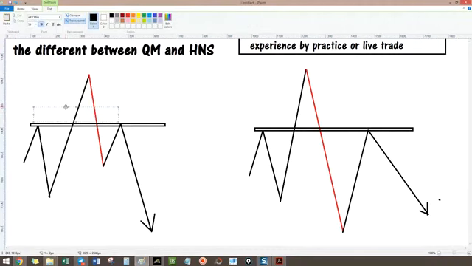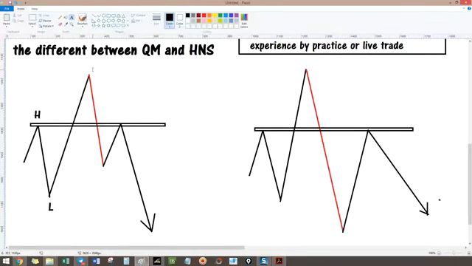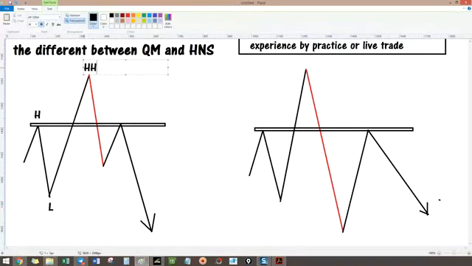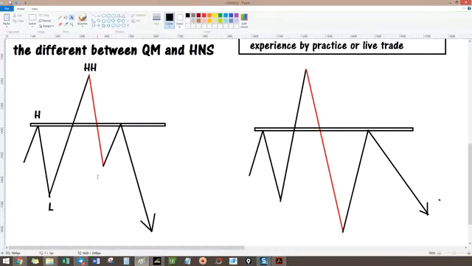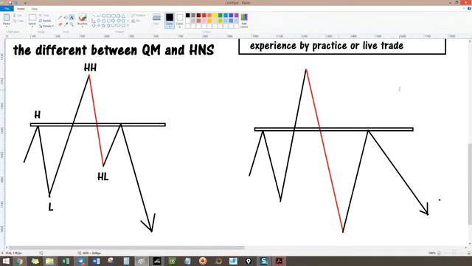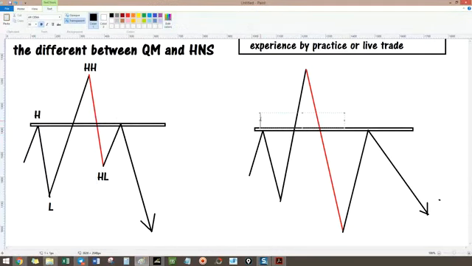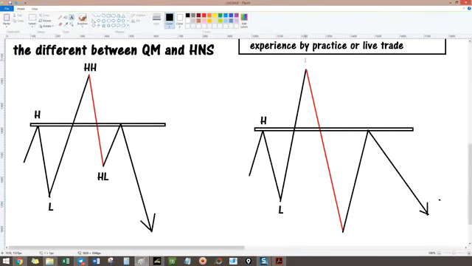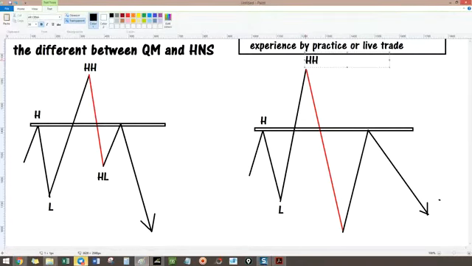This is a high, low, higher high, higher low. This is a high, low, higher high, and lower low.